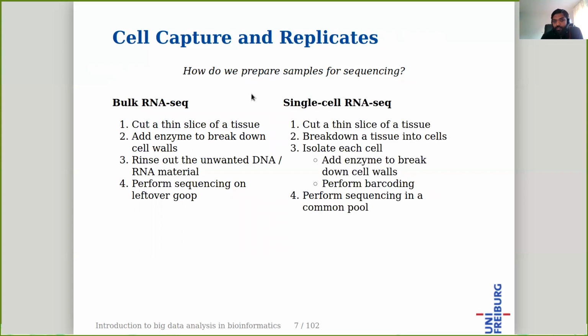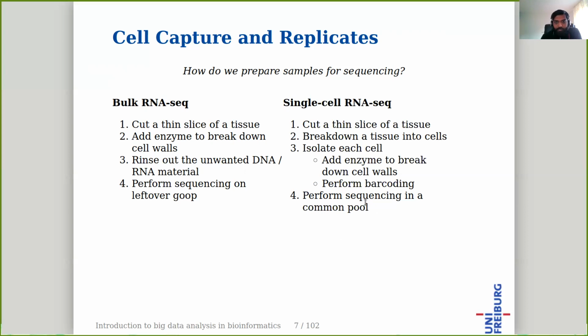Coming to single cell RNA sequencing, we also start with a thin slice of the tissue, but this time, before adding the enzyme to break down the cell walls, we separate the cells. So each cell is isolated into a different environment, and then after cell isolation, an enzyme is added to break down cell walls, and then so-called barcoding is performed. Barcoding is a way of marking the transcripts within each cell with a different sequence, so that in the end we will know which cell each transcript is coming from. We will learn about barcoding in later steps in this lecture.